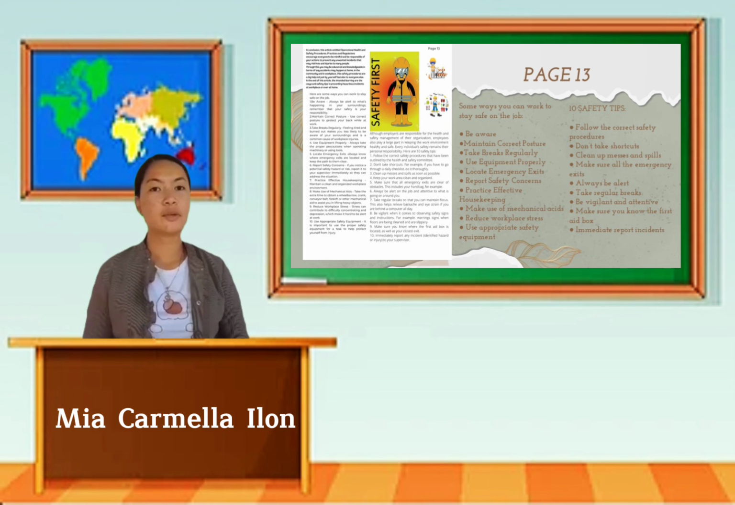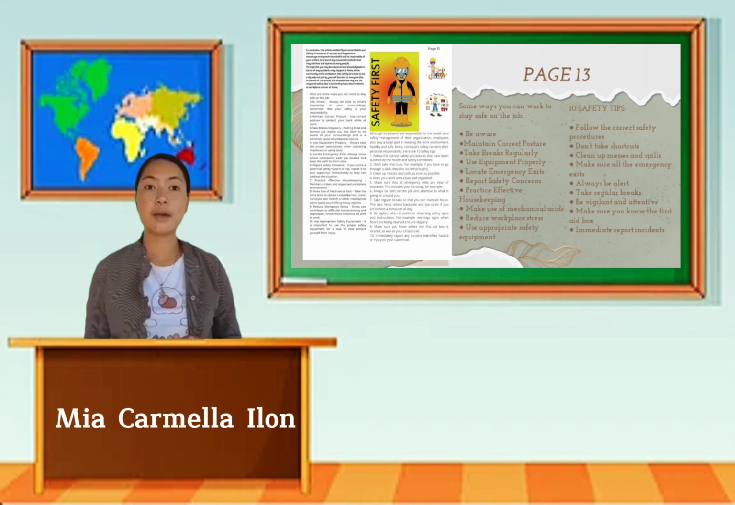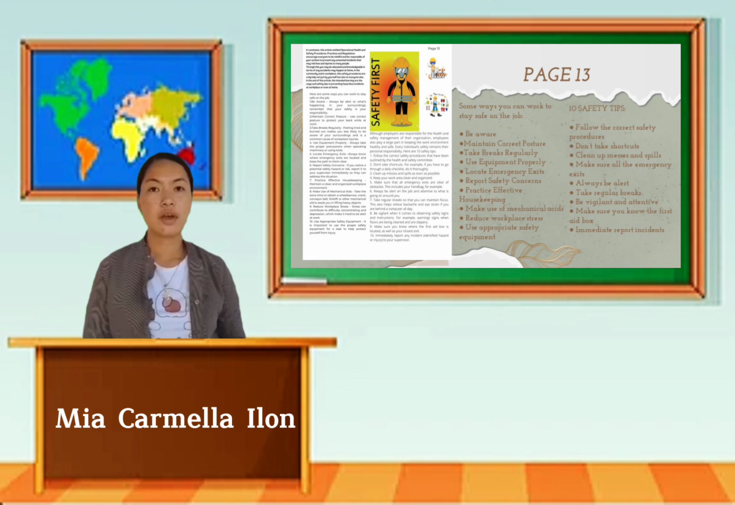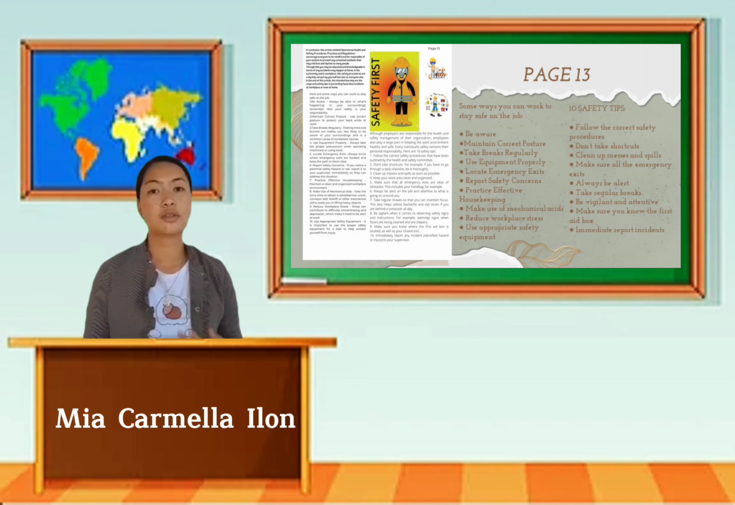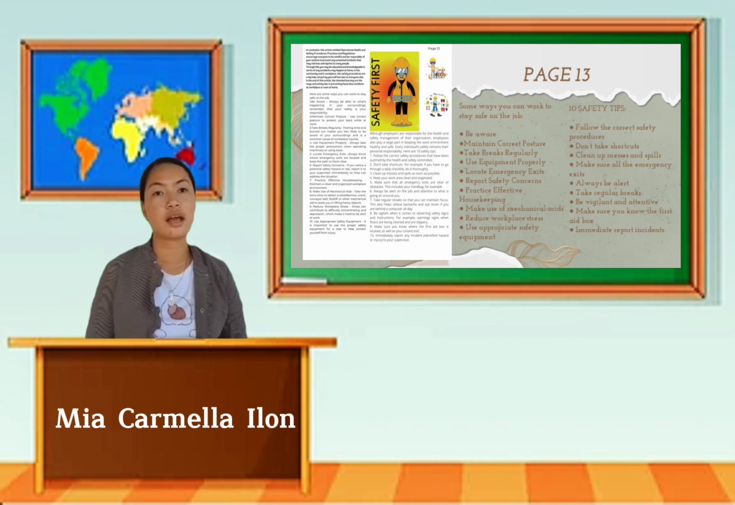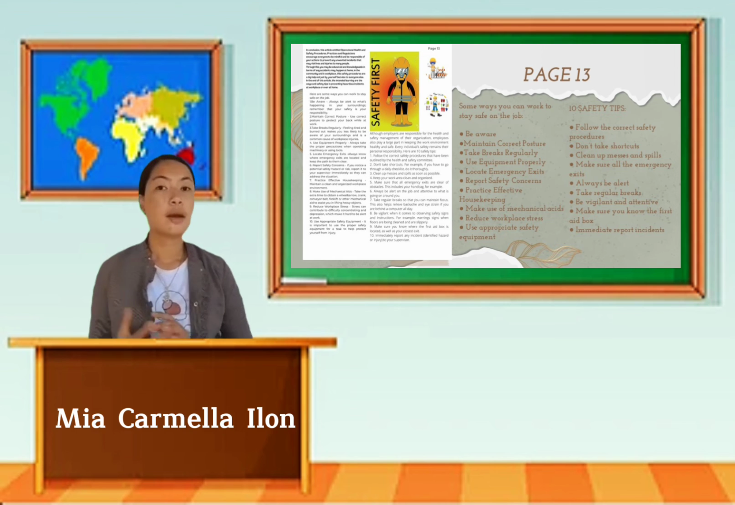Number 5, locate emergency exits. Always know where your emergency exits are located and keep the path to them clear. Number 6, report safety concerns. If you notice a potential safety hazard or risk, report it to your supervisor immediately so they can address the situation. Number 7, practice effective housekeeping.